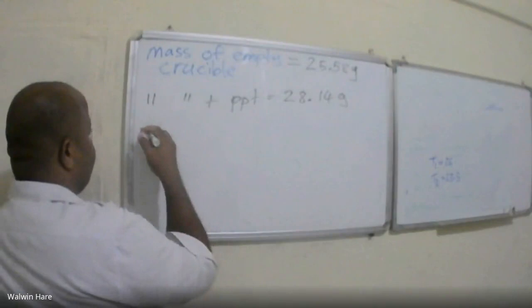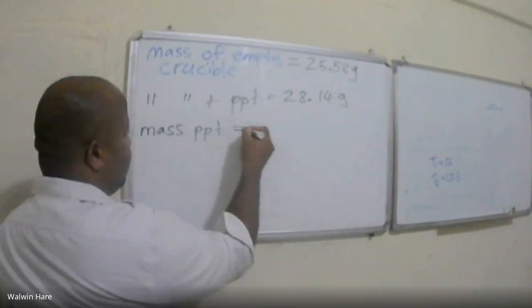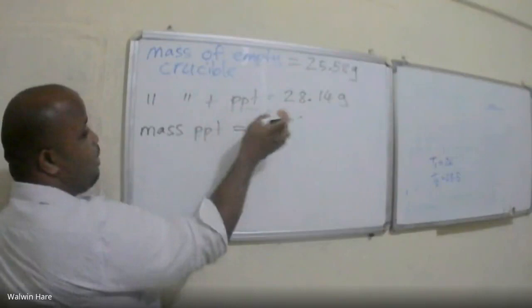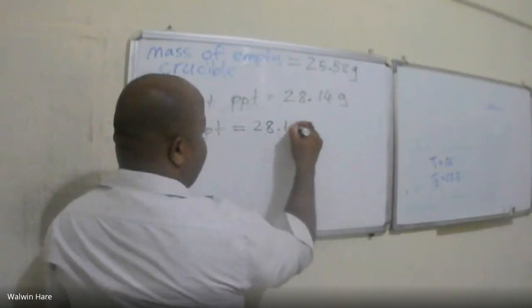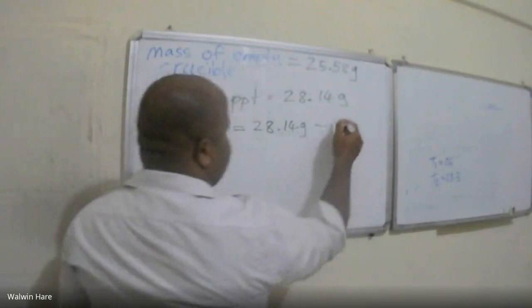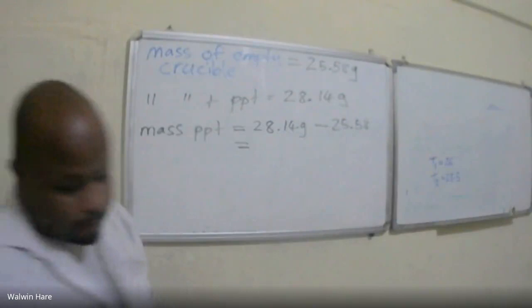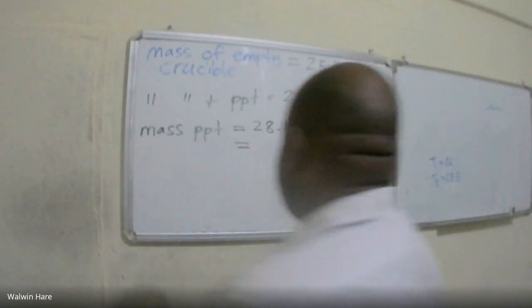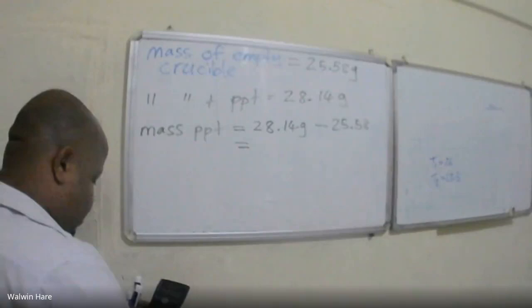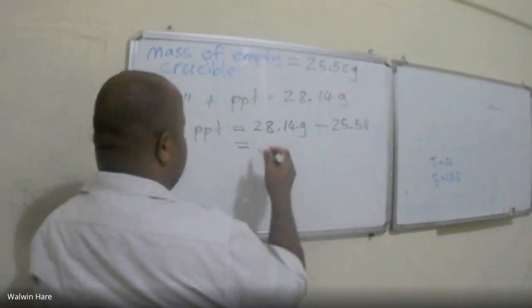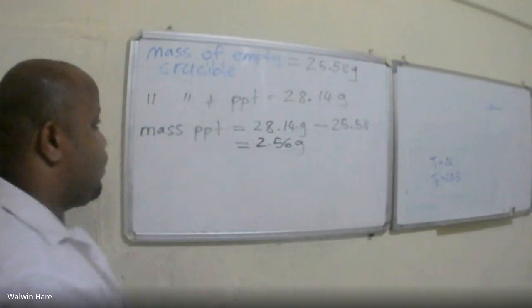So the mass of precipitate would be equal to the mass of the crucible plus the precipitate, which would have been 28.14 grams, minus the mass of the empty crucible, 25.58. So 28.14 take away 25.58, we get 2.56 grams as the mass of the precipitate. So that's the mass of our precipitate. All right, write this out and we'll continue.